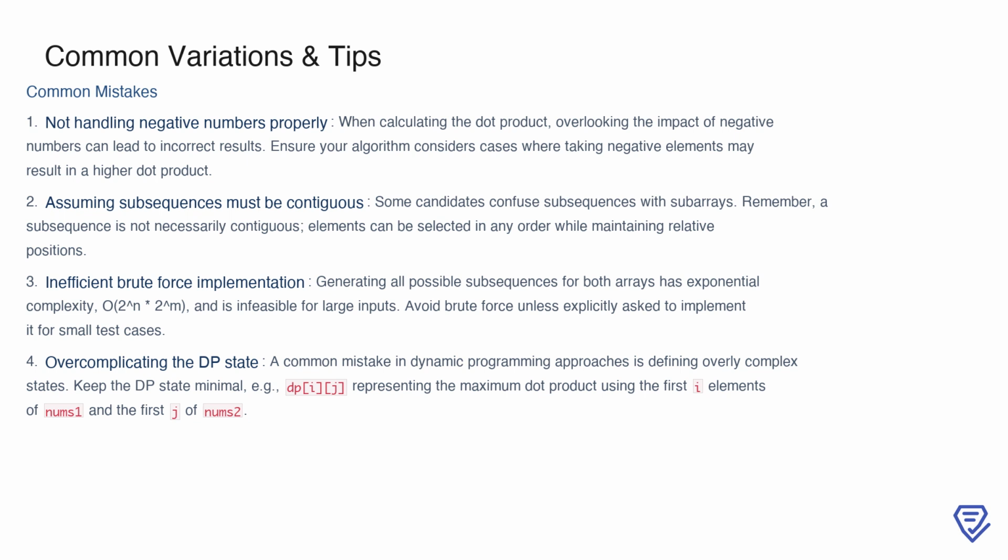Lastly, when using dynamic programming, it's important to keep the state definition simple. For example, using a dp[i][j] table where each entry represents the maximum dot product achievable with the first i elements of nums1 and the first j elements of nums2 keeps the problem manageable and avoids unnecessary complexity.